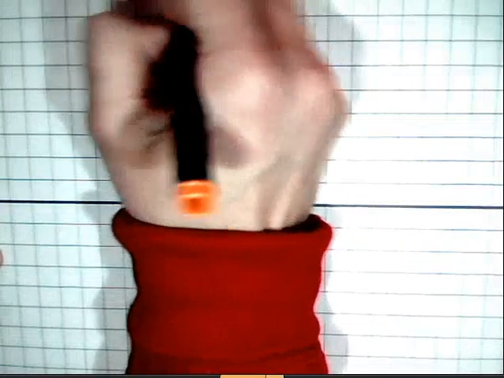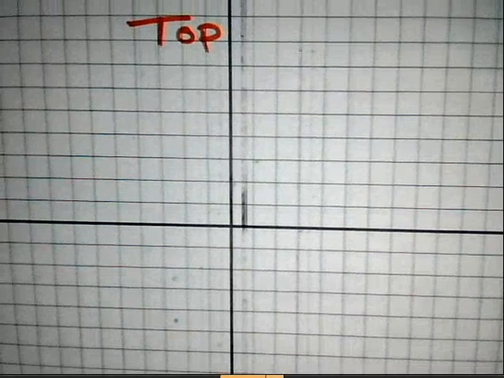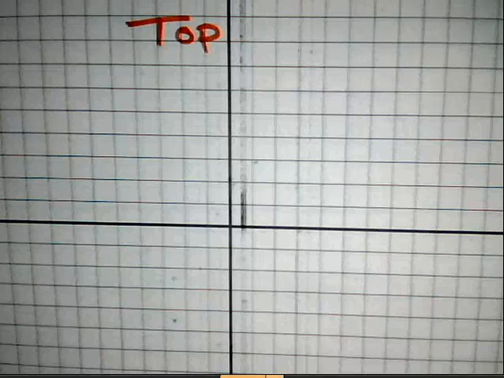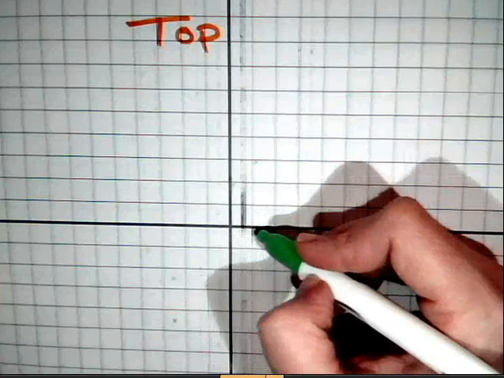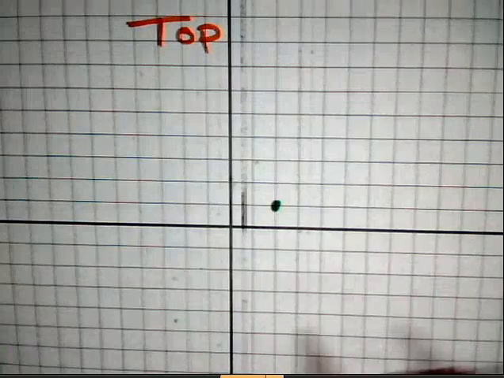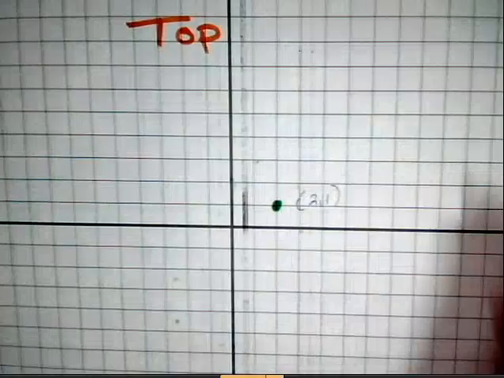But we're going to start with our coordinate plane. So get yourself a piece of grid paper, and then I want you to label the top and write TOP at the top, because we're going to be sliding this piece of paper around, and you need to know where you started. So let's start with putting a coordinate. We're going to put the coordinate at, let's say, right there at 2, 1. And we're going to call that coordinate A.